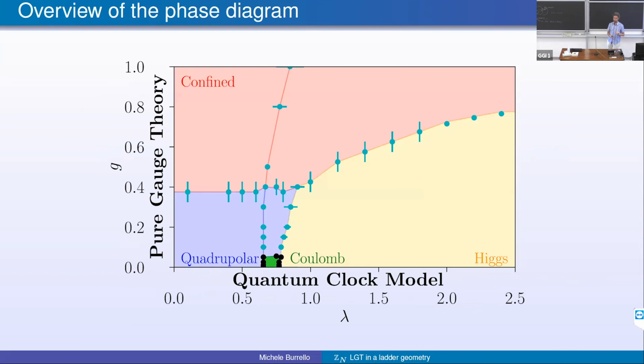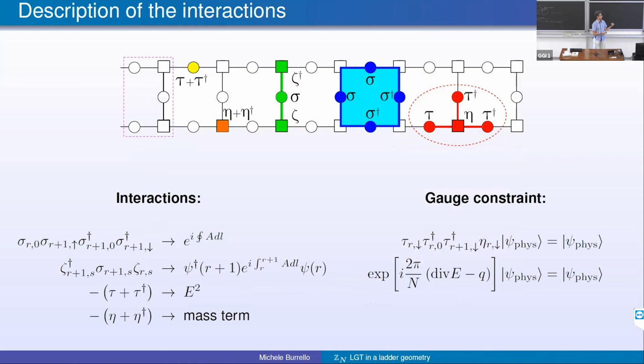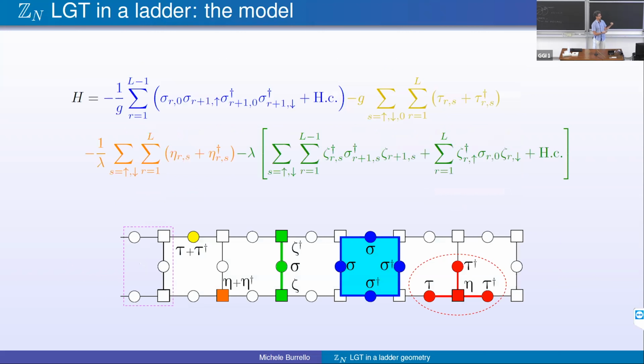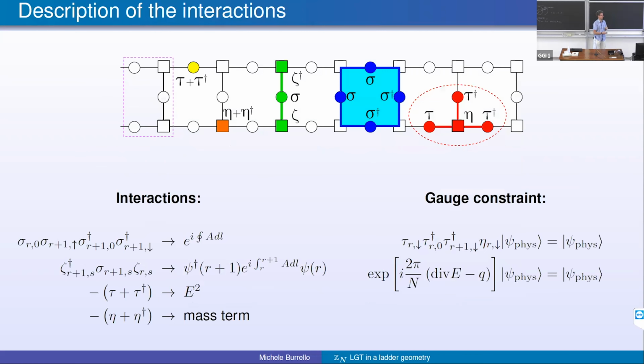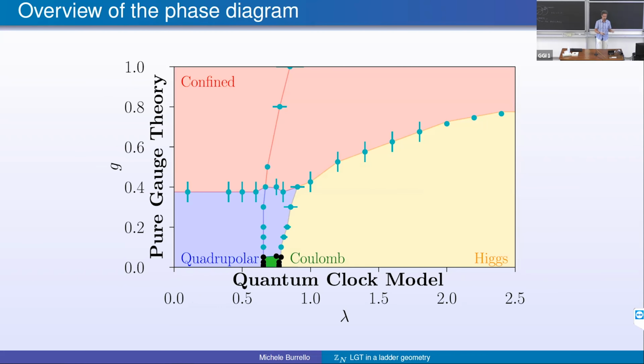So this is a brief overview of the things that I'm going to describe and of the phase diagram. In particular, this is the phase diagram for the Z5 theory. And what is important is that I will deal with the phase diagram as a function of these 2 parameters, G and lambda. So I remind you that G enters here as the coefficient of the electric field term and the inverse of the plaquette term, and lambda instead is the inverse of the mass term and the coefficient of the tunneling term. This is a customary parameterization, for example, if you take the book by Eduardo Fradkin.